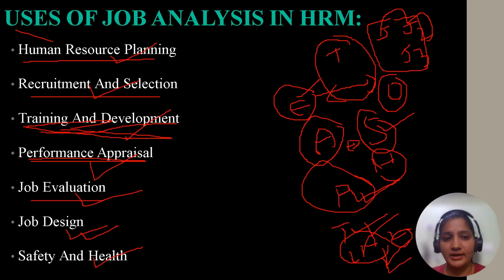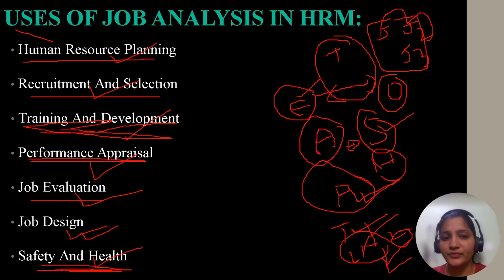Yes, hope you understand. Last but not least, which is safety and health. See, every job has some level of risk depending upon the task and the duties, right? For example, a factory worker faces machine related risk, while a lab assistant might deal with chemicals. If the analysis shows that the lab assistant handles acids or chemicals, HR can provide gloves or masks and safety training to them, right?